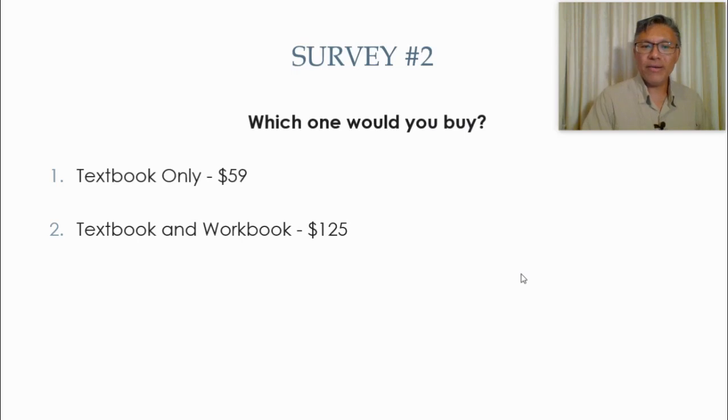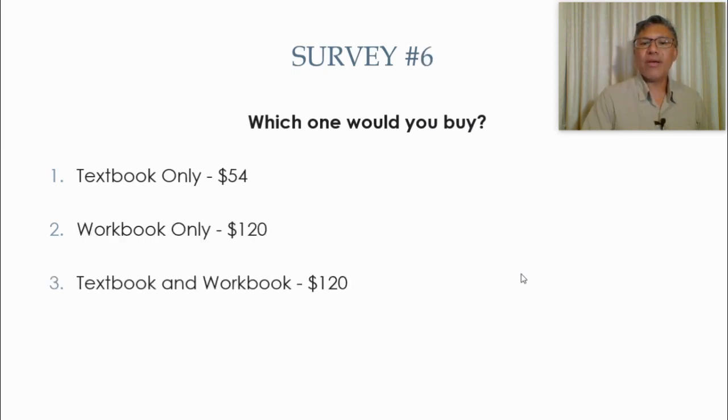Survey number 2, I had you think about this. Which one would you buy? For most people in our class, they would buy number 1, right? They would choose option number 1, especially because that book is the only thing that's required. I asked you survey number 6. Which one would you buy? In our class, what most often happens is we get a lot more people picking number 3.